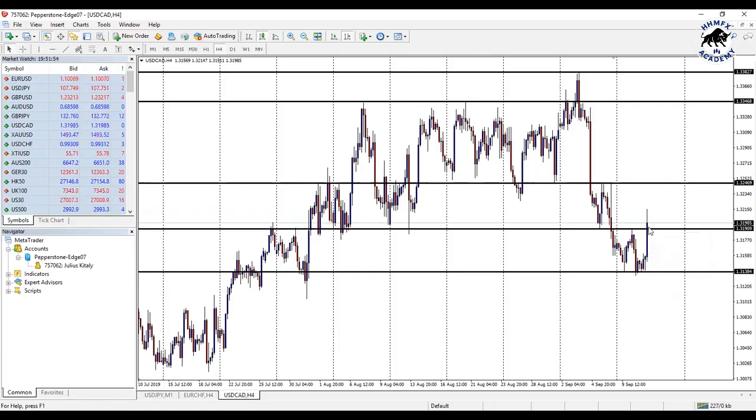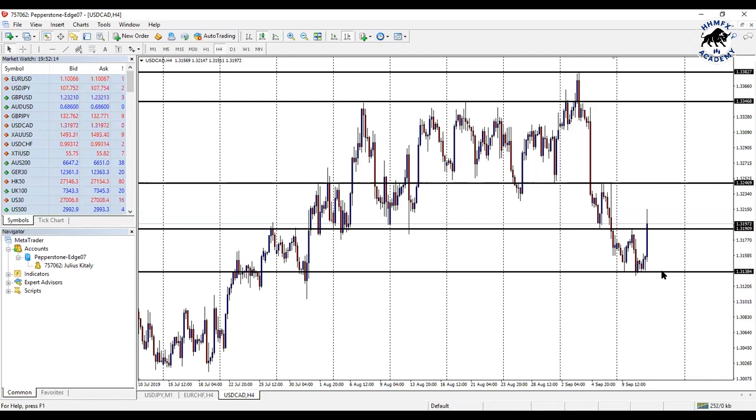Now, let's go to the real thing. Let's consider what the market is doing right now. Let's say you want to trade USD CAD right now.